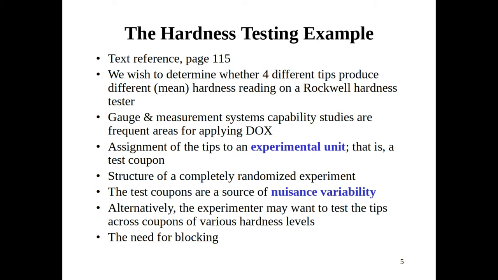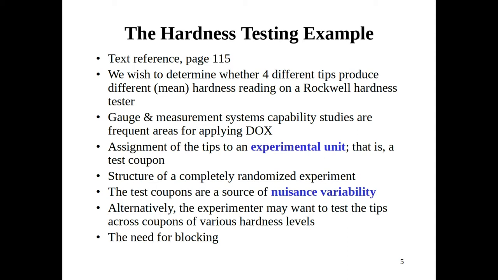Then, what is the response variable? What is the output variable? It's basically the hardness reading that we are going to measure. And what is the factor, or another word for that, the treatment? The factor or the treatment is this tip, four different tips, right? The experimenter is interested in studying the impact of the tip on the hardness testing result. So far so good, right?